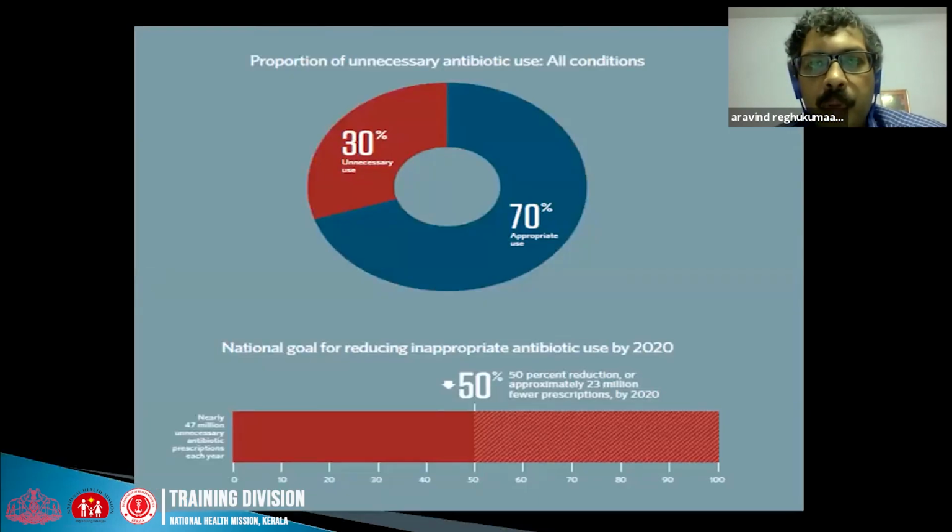And this is the proportion of unnecessary antibiotic use in the USA, all conditions taken together. This data from 2018 shows that in the OPD setting, around 30% of antibiotic prescriptions are unnecessary. In our scenario, it might be around 60 to 70%. The USA had a target of decreasing the inappropriate use of antibiotics in the OPD by 50% by 2020. They were not able to achieve this because of the COVID-19 pandemic.